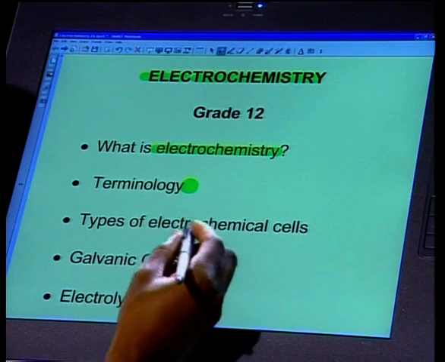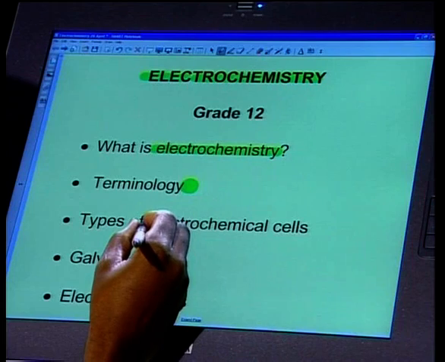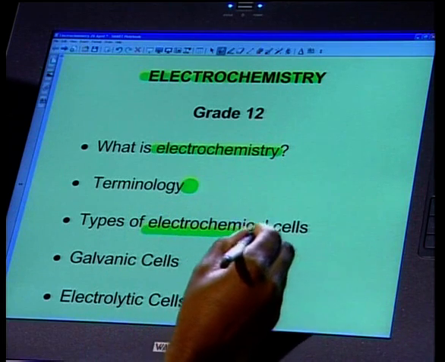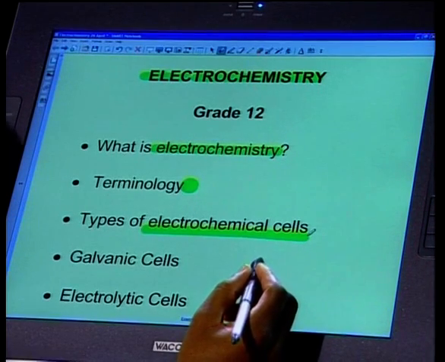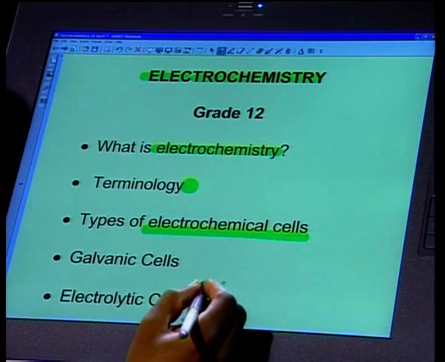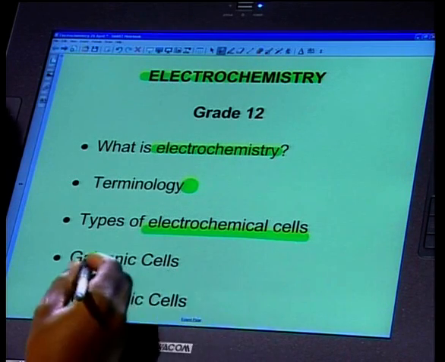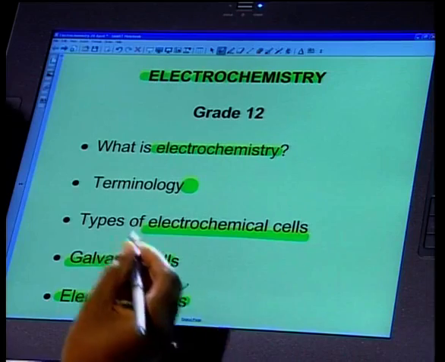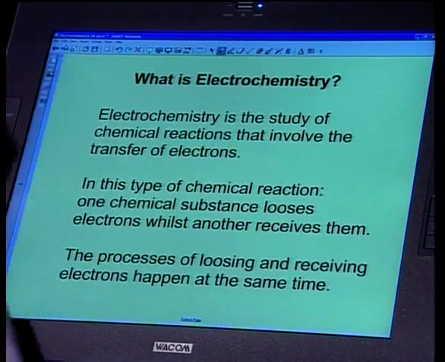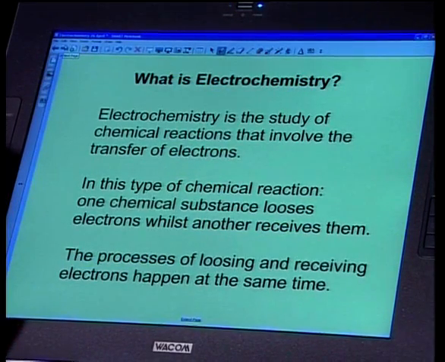We are also going to talk about the different types of electrochemical cells. Basically, the ones we're going to talk about are the two basic types of cells in electrochemistry, called the galvanic cell and the electrolytic cell. Now, let's get into business. The first thing that we need to look at is defining what electrochemistry is all about. Let's have a look at it.